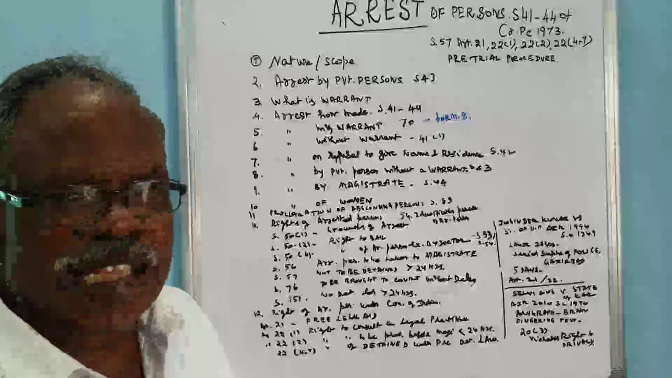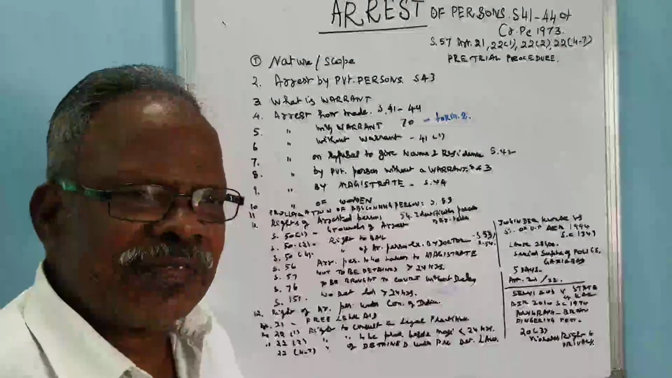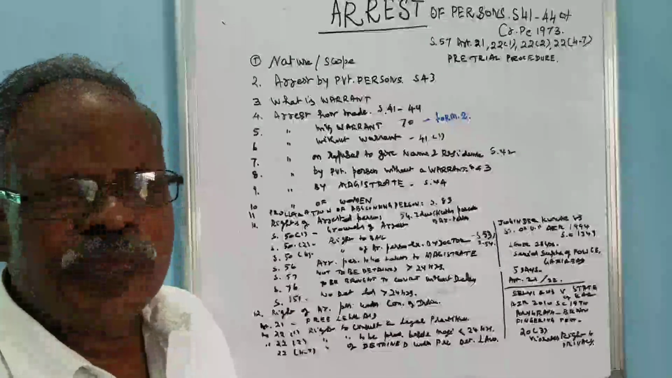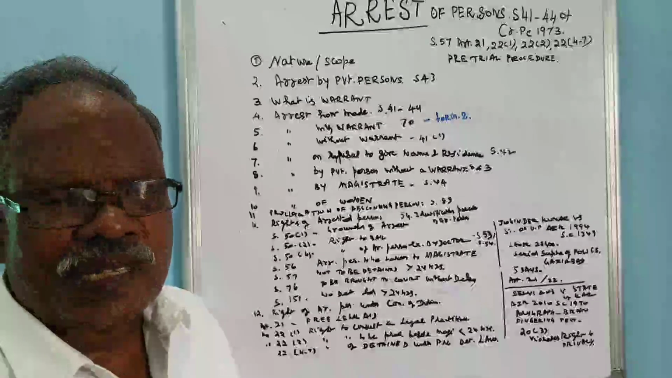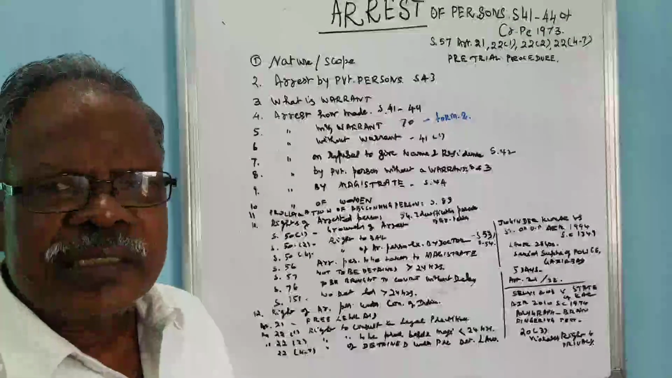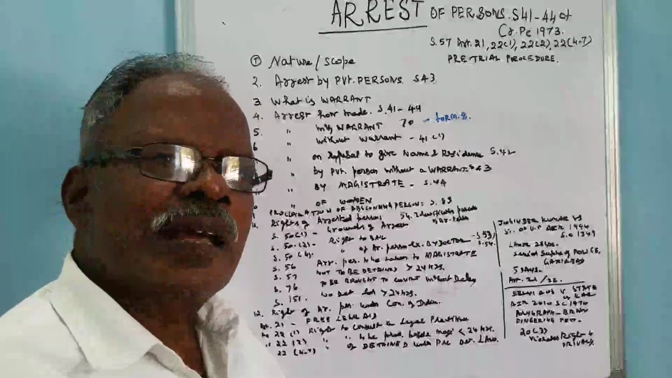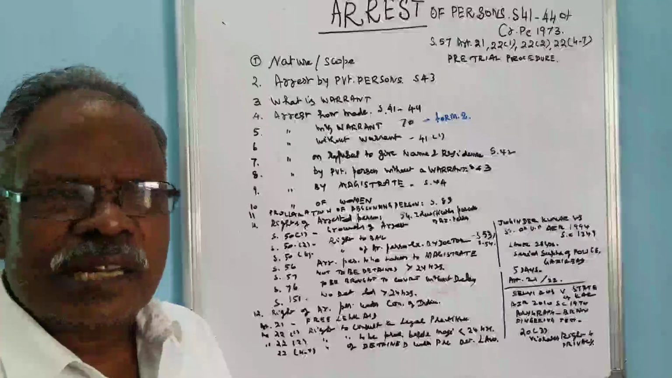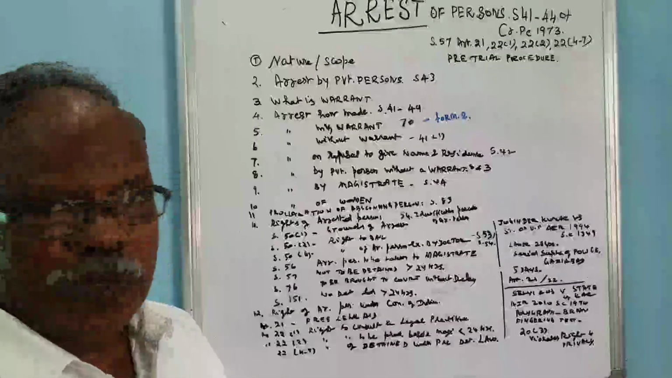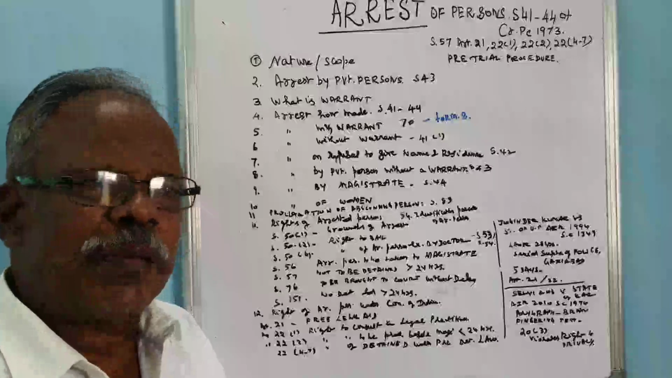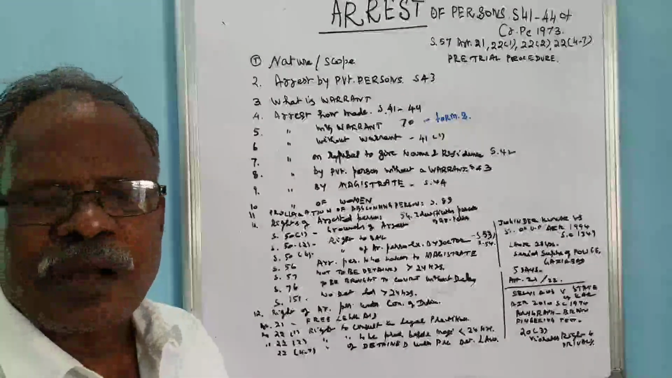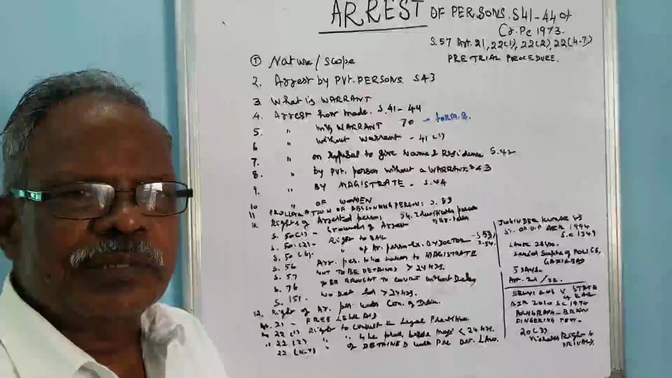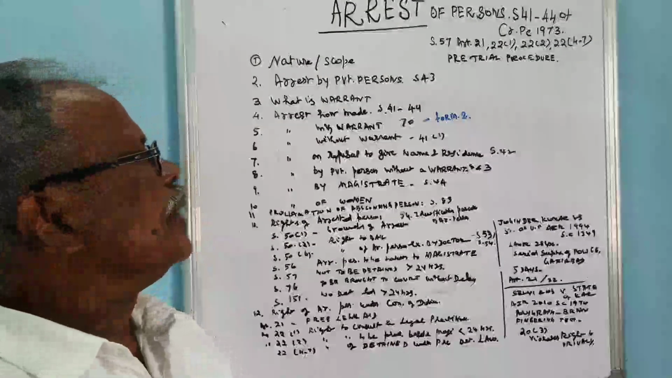So first of all we see the nature and scope. What is the definition of arrest, or why should an arrest be made? Arrest means confining a person, where the liberty of a person is extinguished or is not at his own will. A person is confined for the purpose of preventing him from escaping police custody, or from committing further offences. For all these purposes, the arrest is made.